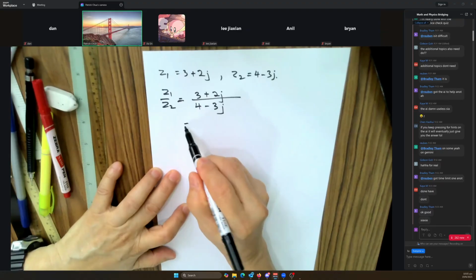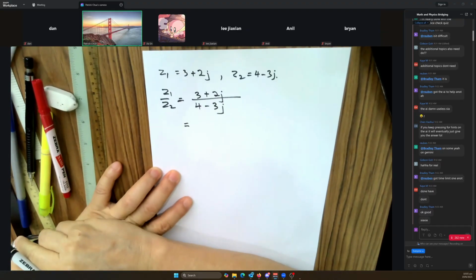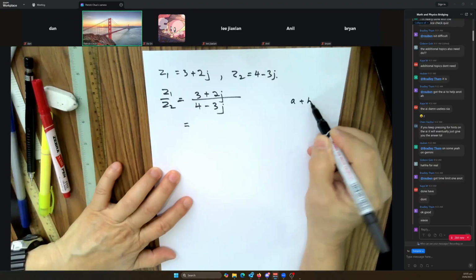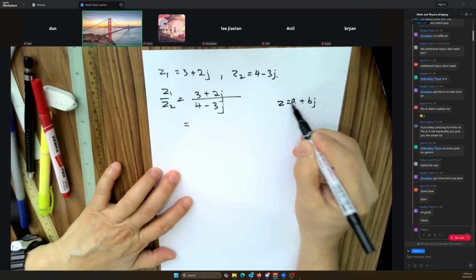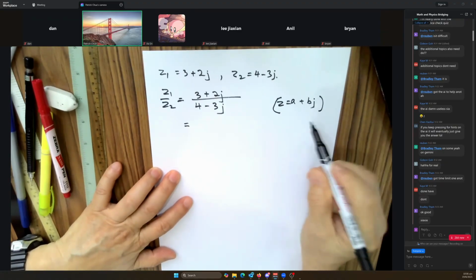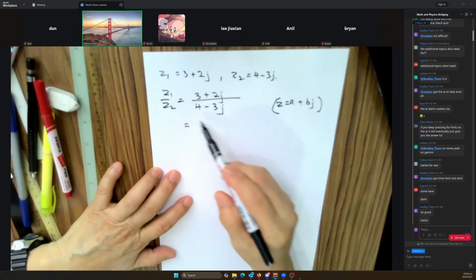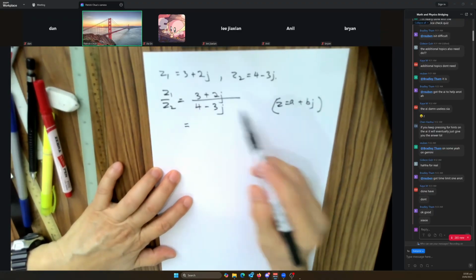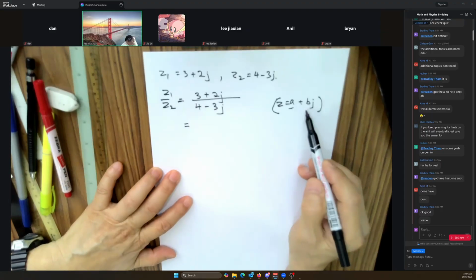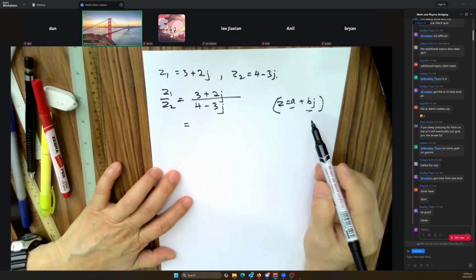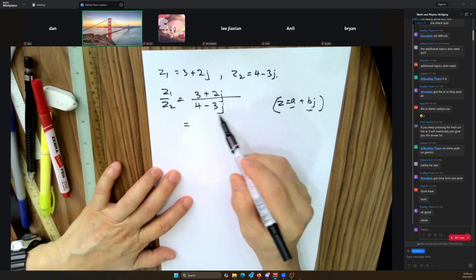So how do we therefore proceed? Because a complex number is a plus bj. Okay, z equals a plus bj, of this form. You don't have a j in the denominator. So whatever we do, we must convert this into this form. Okay, no j in the denominator. You cannot have a j in the denominator, basically. So how to get rid of this j in the denominator?